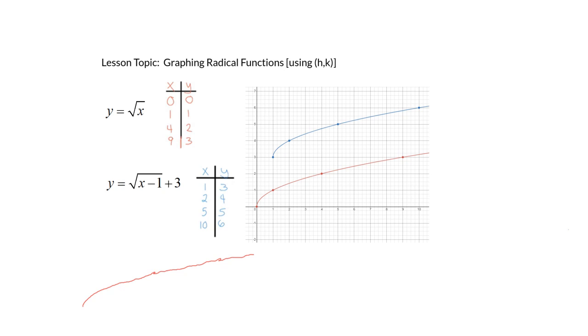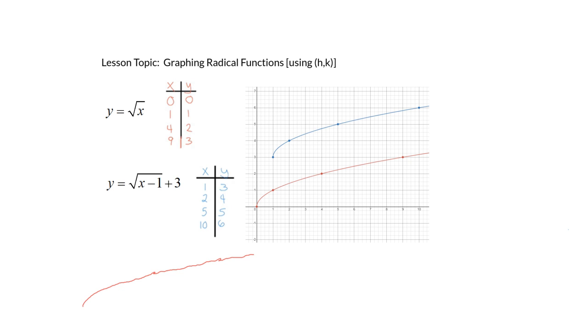The lesson topic for this video is graphing radical functions using HK. Now, for starters, I want you to know that if you have not yet watched the previous video for this chapter, chapter 14, graphing radicals using a table, you're going to want to do that first because I am starting off with information we learned from the previous lesson.